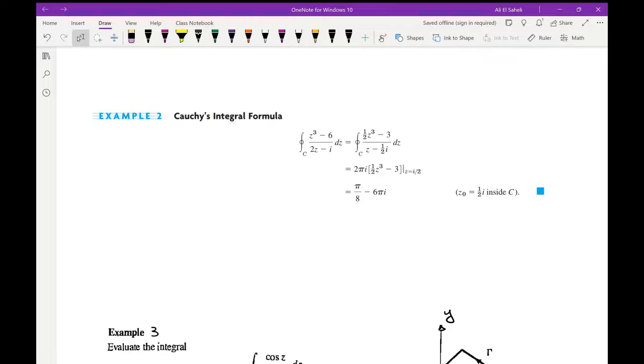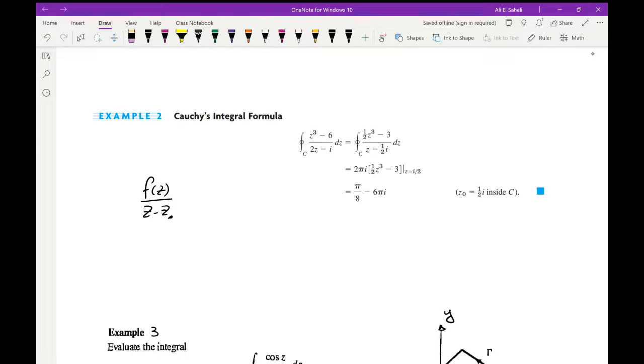Example 2. This is the function we need to integrate. We have to figure out what is f. Remember, we have to reduce it into something that looks like this: z minus z0.